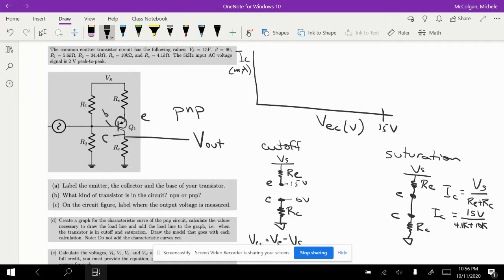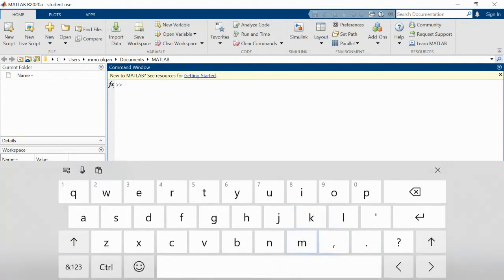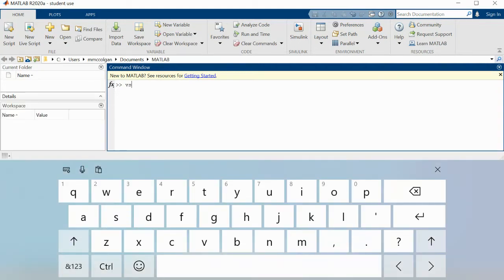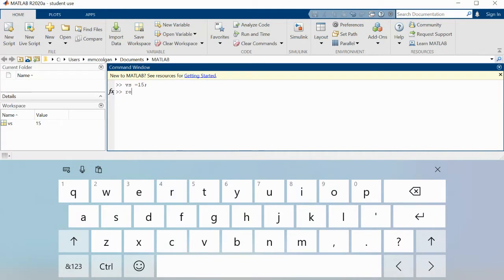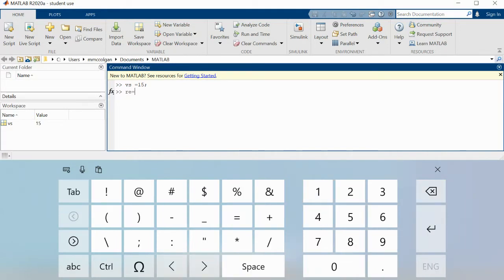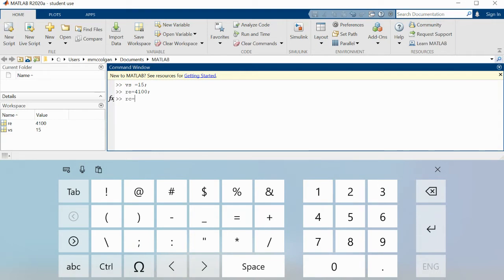So if I just go over to MATLAB, I'm going to say that my Vs is equal to 15, and my RE equals, I think it was 4.1, so let's say this is 4100. And my RC equals 10,000.